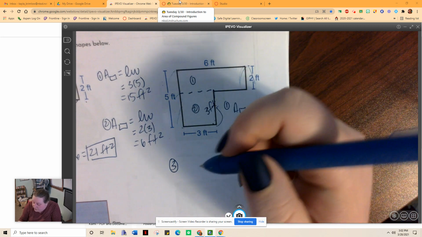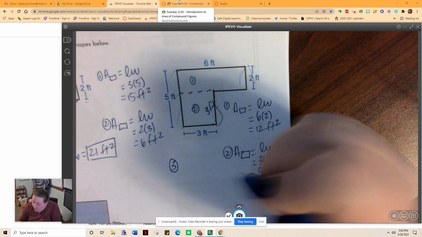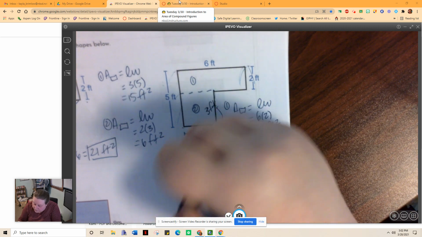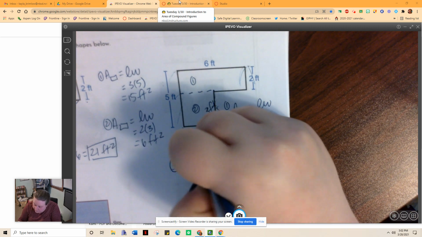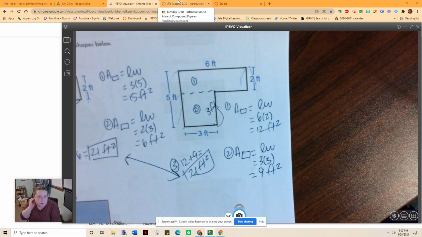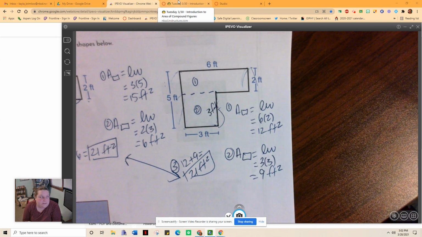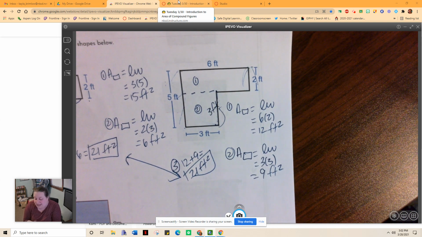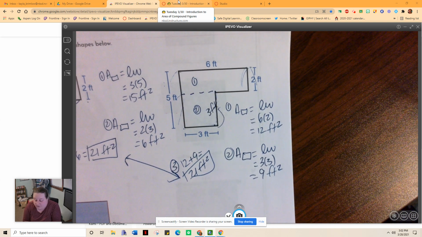So when I add it all together for the total of this figure, I should have 12 plus 9, which is 21 feet squared. You can see these are the exact same. We just broke it apart 2 different ways to find the same answer. So once again, that's the beauty of working with these figures.